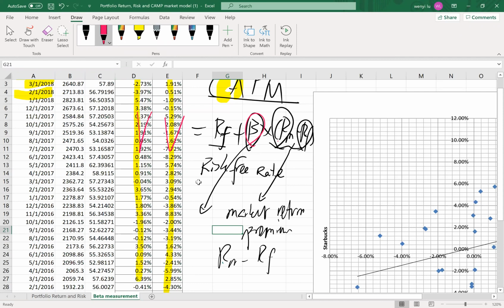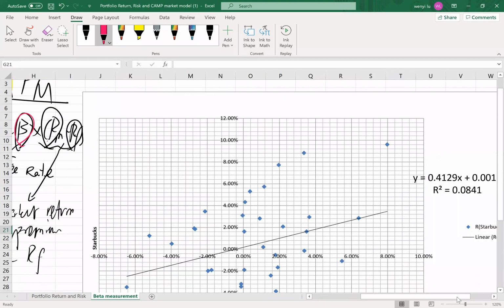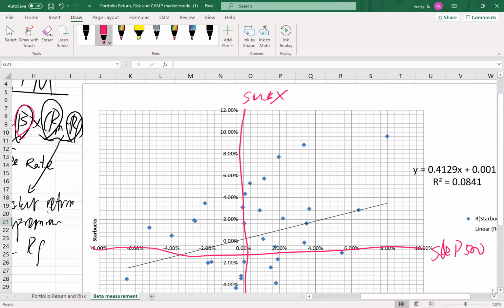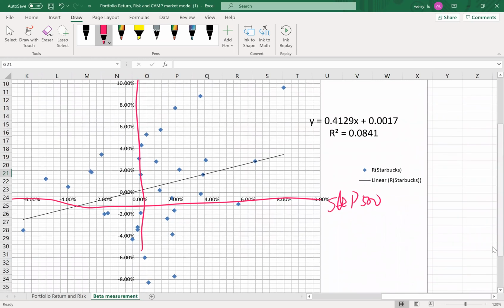We just plot these dots on the Cartesian chart. The horizontal axis is the market return, the S&P 500 return, that's the column forward. The vertical axis is the Starbucks stock return. Now we will plot these dots one by one for different months. We get this whole chart with all the possible monthly returns plotted.